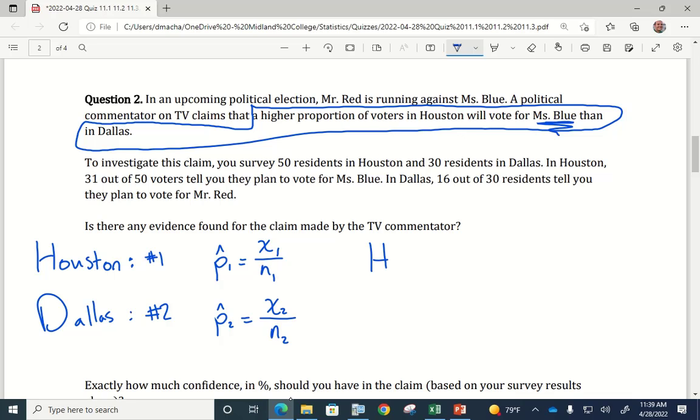But my hypothesis, the claim I'm trying to support, what I'm trying to seek evidence for, this is my alternative hypothesis, that's going to be that the proportion of voters in Houston is going to be higher than the proportion of voters in Dallas, where I'm not putting a p hat on it because my claim is about the population proportion.